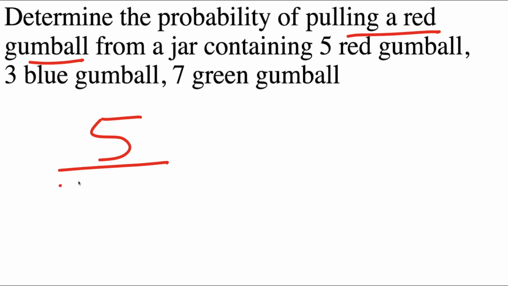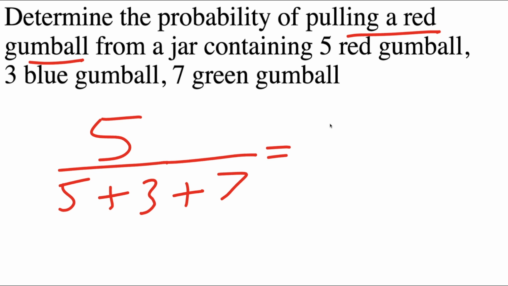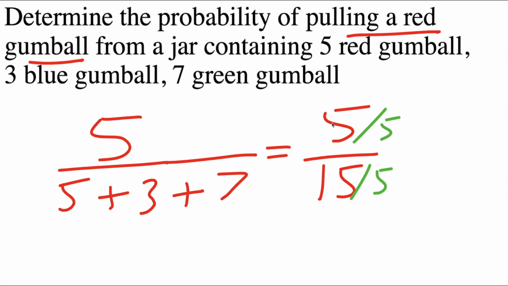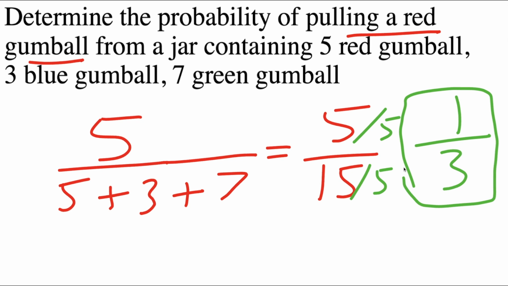So we have 5 red gumballs, we have 3 blue, and we have 7 green. So we just add it up. And this is going to equal, the numerator you're going to have a 5, the denominator you're going to have 5 plus 3 is 8, 8 plus 7 is 15. So our probability is 5 over 15, but you could simplify it a little bit. Each of these numbers you could divide by 5. 5 divided by 5 is 1, and 15 divided by 5 is 3. So our probability is 1 out of 3. So we have a 1/3 probability of pulling a red gumball from the jar.